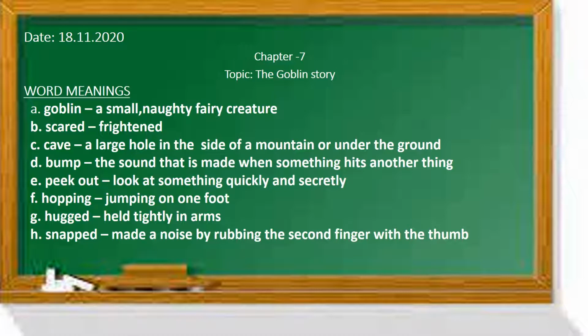Next is bump. The sound that is made when something hits another thing. Next one is peek out. Means look at something quickly and secretly. Next is hopping. Means jumping on one foot. Next is G, hugged. Means held tightly in arms. Next is snapped. Means made a noise by rubbing the second finger with the thumb.